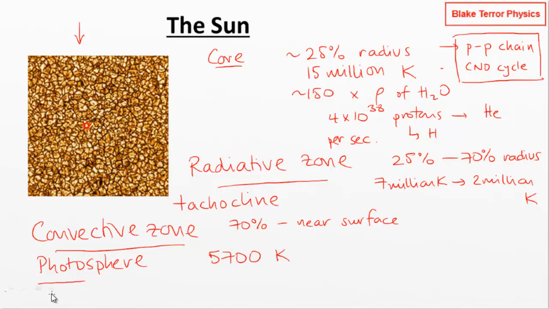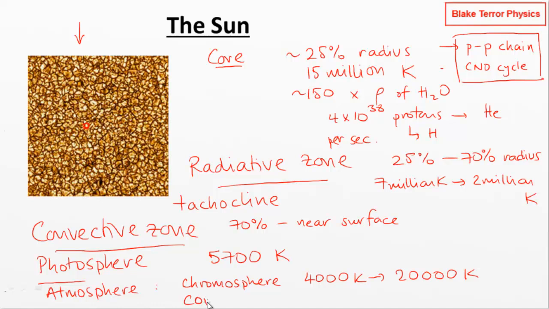Now, beyond the photosphere, the sun does have an atmosphere, and first of all, you've got the chromosphere, and in the chromosphere, things start heating up again. Okay, it might drop down to say 4,000 Kelvin, but you might get up to 20,000 Kelvin, something like that. So it's getting hot in the chromosphere, but not as hot as the corona.